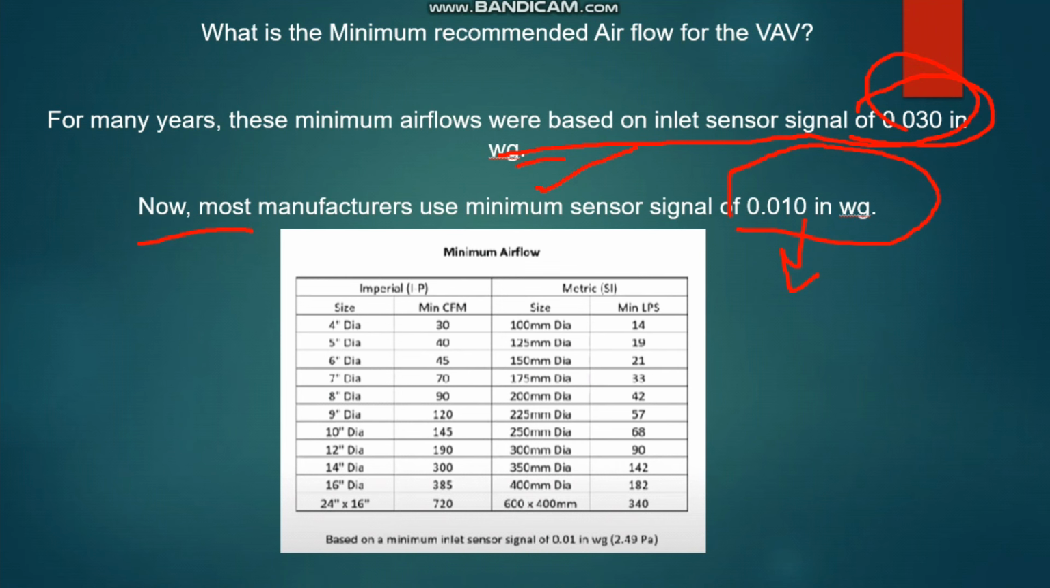So if you follow this low level of 0.010 pressure differential for the sensor, then for the 4-inch diameter you can go to a minimum CFM of 30. For the 5-inch, 40, and for the 6-inch, 45. You can follow this chart to understand how the VAV minimum CFM comes out, and this is based on 0.01 inch of water column pressure differential.